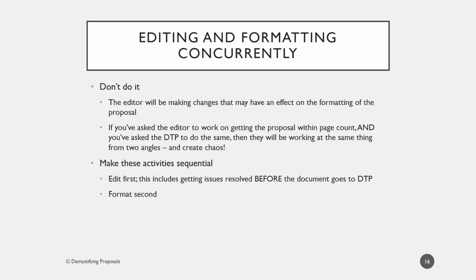Sometimes, in order to save time in your schedule, people recommend doing editing and formatting concurrently. Our stance is don't do it. The editor will be making changes that may have an effect on the formatting of the proposal. If you've asked the editor to work on getting the proposal within page count, and you've asked desktop publishing to do the same, then they will be working at the same thing from two different angles, and that will just create chaos. Instead, make these activities sequential. Edit first. This includes getting issues resolved before the document goes to desktop publishing, and then format second.